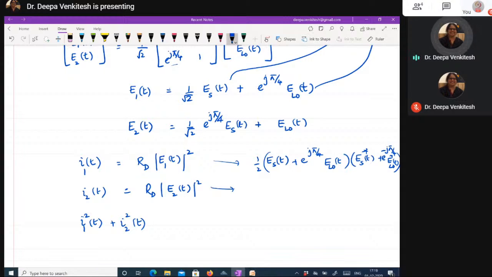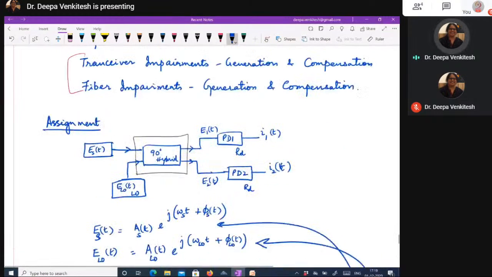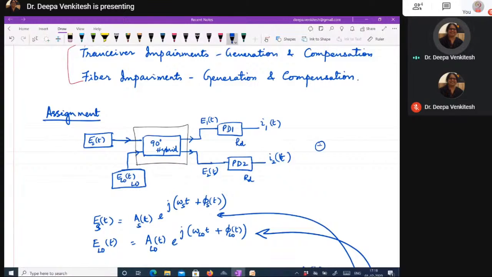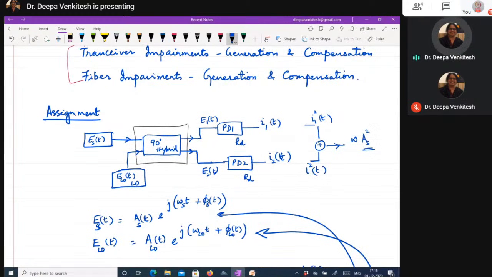So this will give me my signal. In fact, it will give you mod As square. Okay, this will be proportional to signal. You have to actually find out how much is the proportionality constant and so on. But this is going to give you mod As square. And the learning from here is, if I sum I1 square and I2 square, what I end up having is something proportional to mod As square, which means something proportional to the signal power.